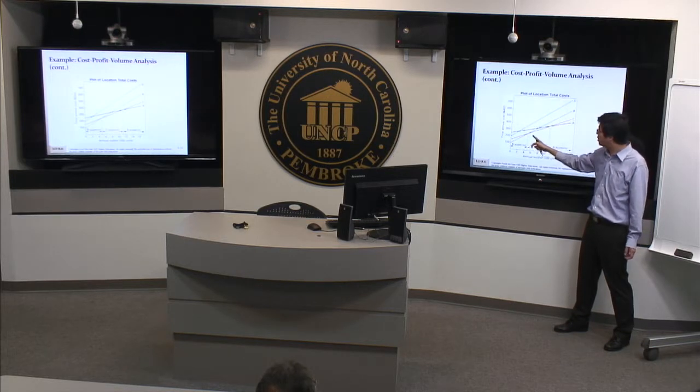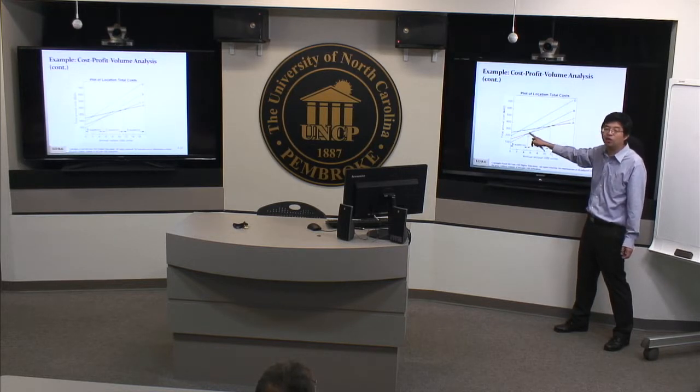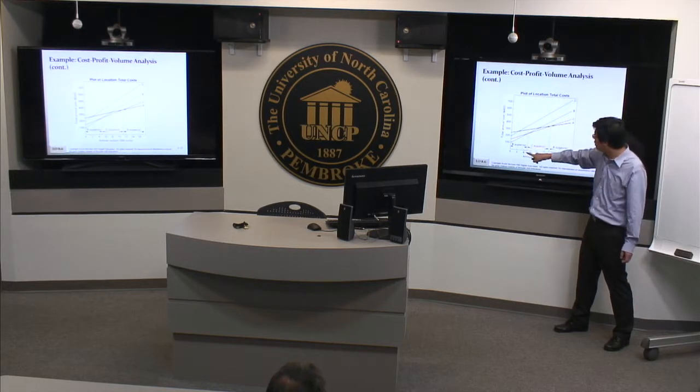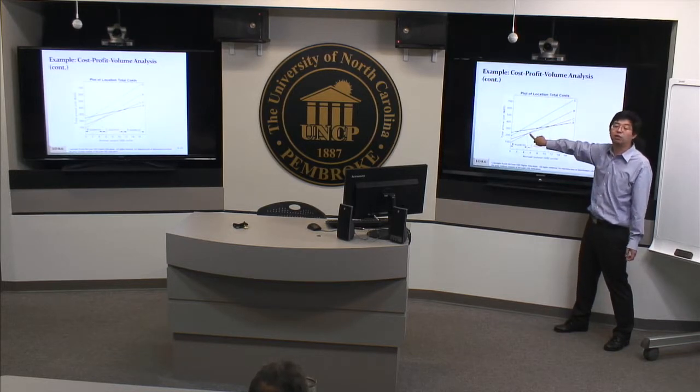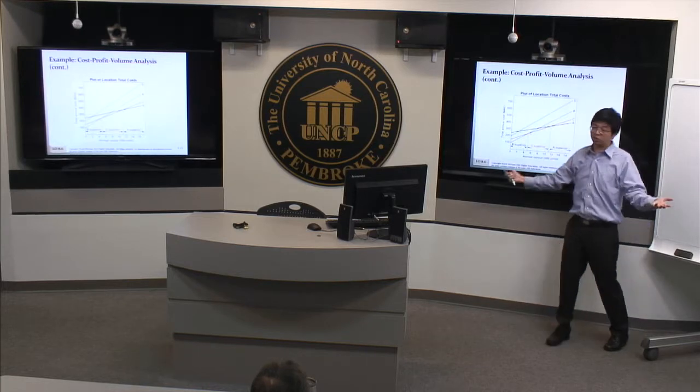Clear? Because at this point, this quantity Q, the total cost of location B is the same as the total cost of location C. That's the intersection point. Agree? Everybody? Agree? At this point, this quantity Q, the total cost of B and C are equal. Everybody on the same page? And then we can solve this Q.